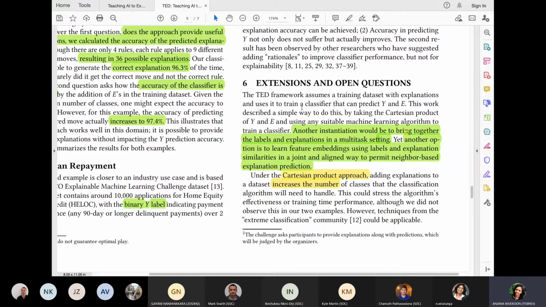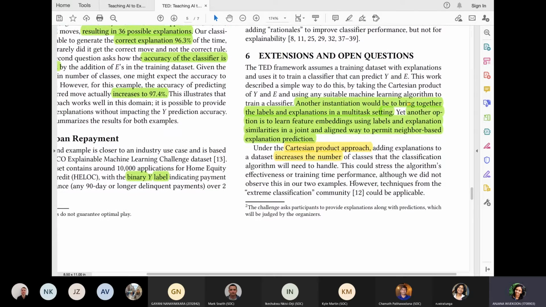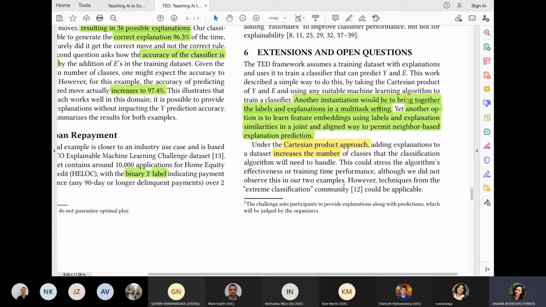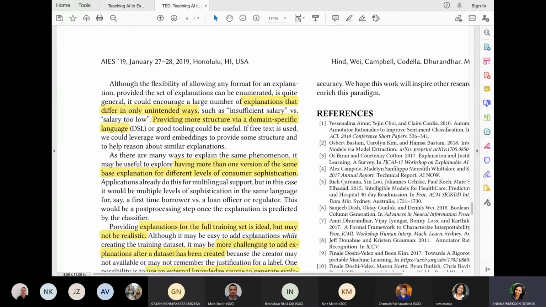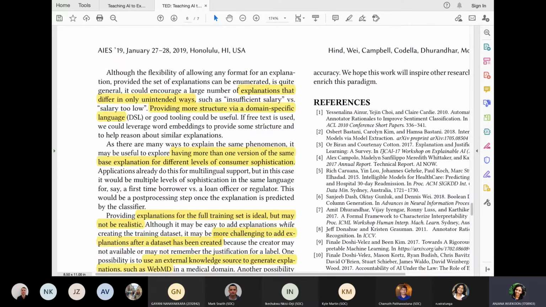So they talk about several instantiations they would see as alternatives to this Cartesian product, which is a multitask setting using the distance loss, which they talk about in the other paper from the same authors. And they talk about how this increases the number of classes, and they say, although we did not observe an effect to stress the algorithm, again, a bit of a stretch from the 2 simple use cases they have selected. And then they talk about the inconsistencies they would see in the explanation.